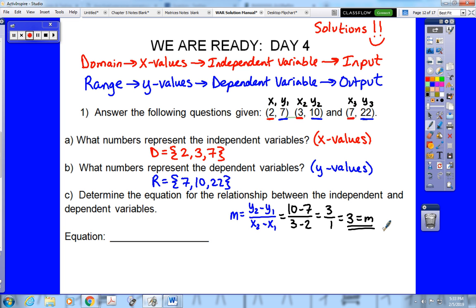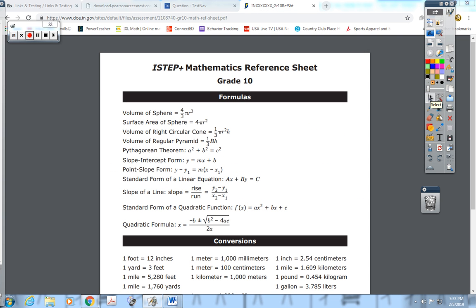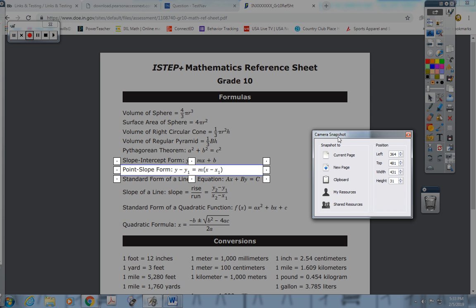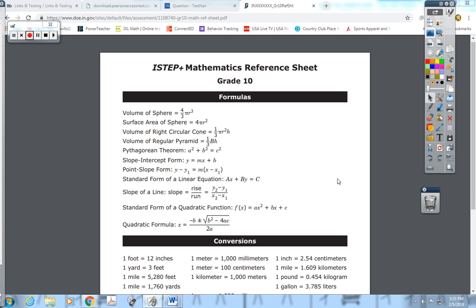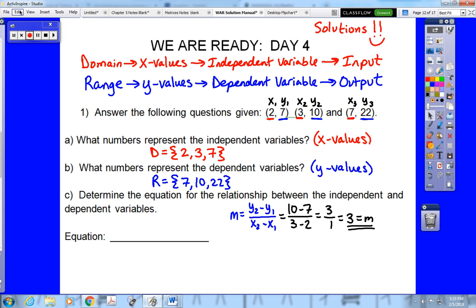Now, normally you'd want an intercept. We don't have an intercept, but we do have a point. So we should go back to our reference sheet, and we should find the point-slope form of a linear equation, which is located right here. Point-slope form, y minus y1 equals m times x minus x1. So we could plug it right into that.